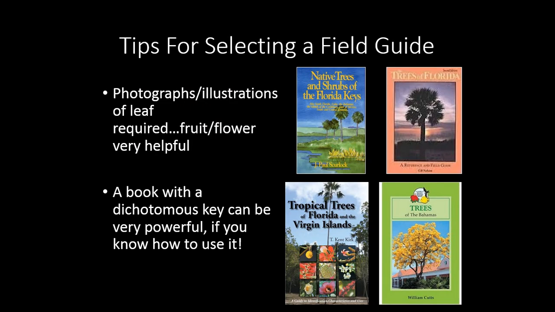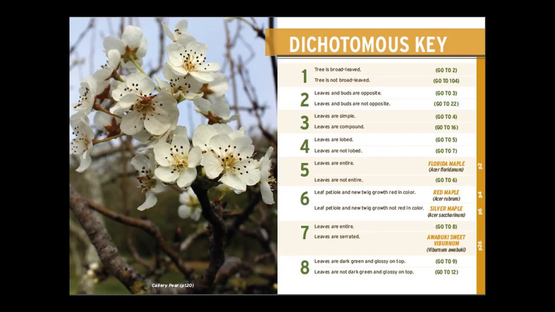And these are some of the best books. I don't want to plug mine too much, so these are some alternatives. These have great illustrations of the leaf, and they often have fruit and flower pictures. And all of them have dichotomous keys, which we'll show you in a different video. It's like a choose your own adventure to find out what a species is of an unknown type. So here's the dichotomous key.